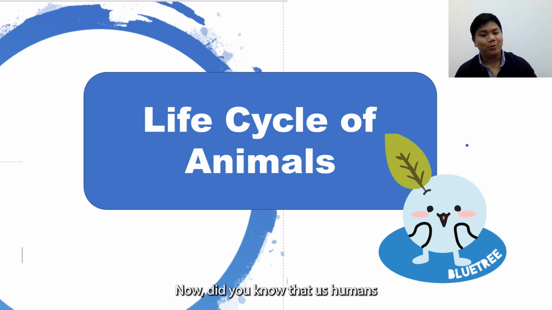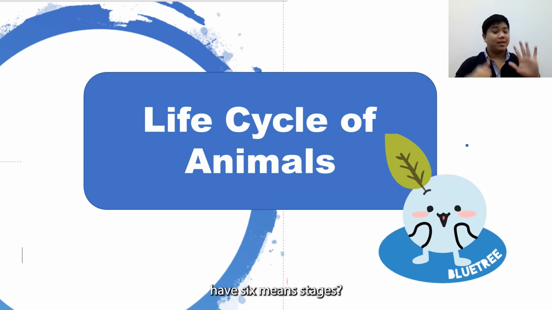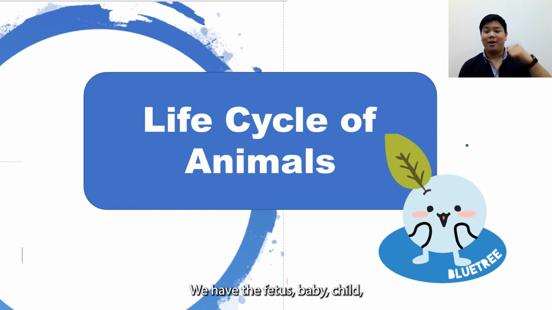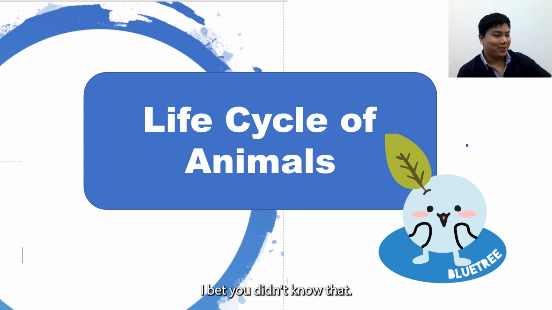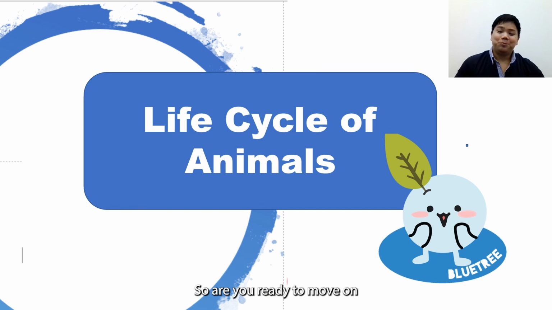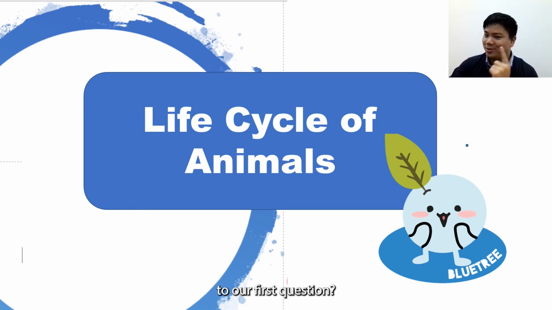Now, did you know that us humans have 6 main stages? Yup, we have the fetus, baby, child, adolescent, adult, and finally, elderly. I bet you didn't know that. So, are you ready to move on to our first question?